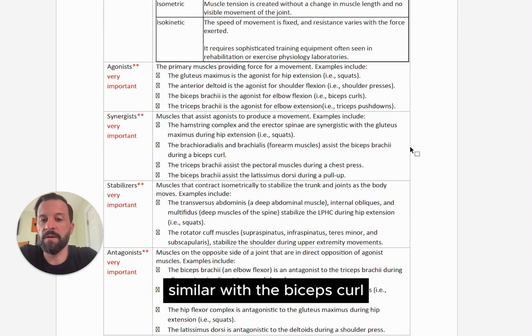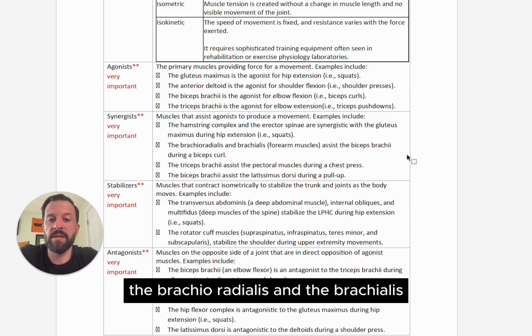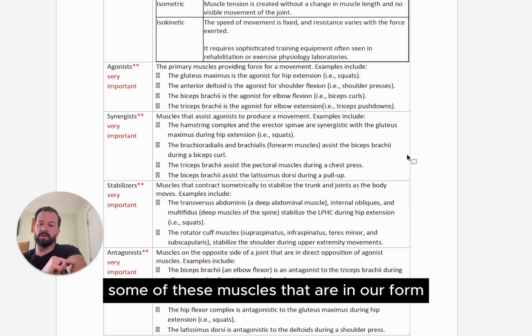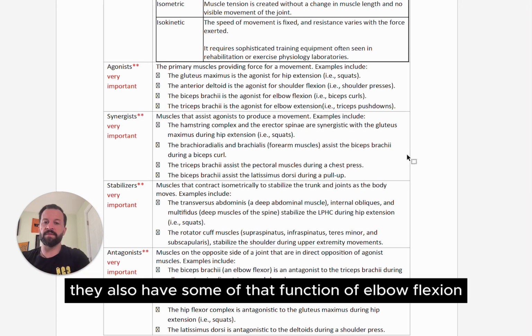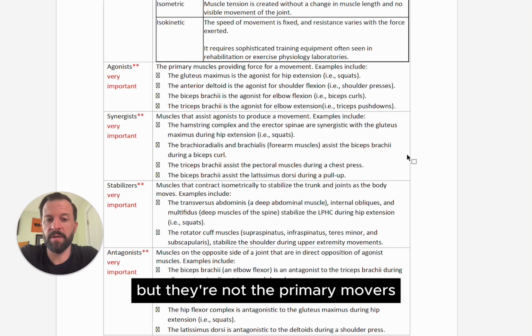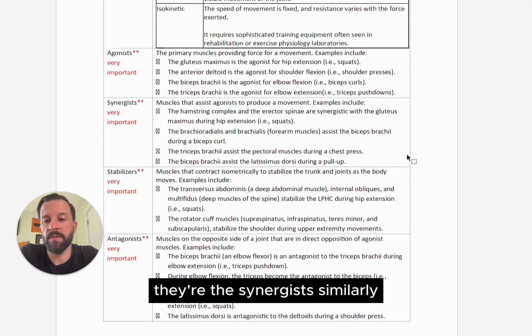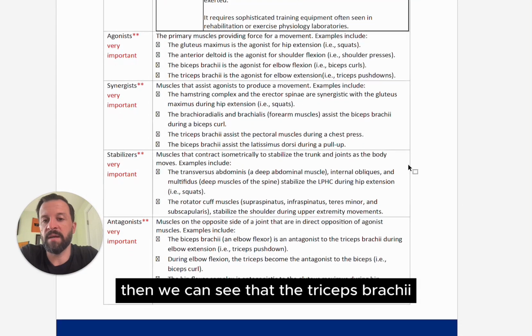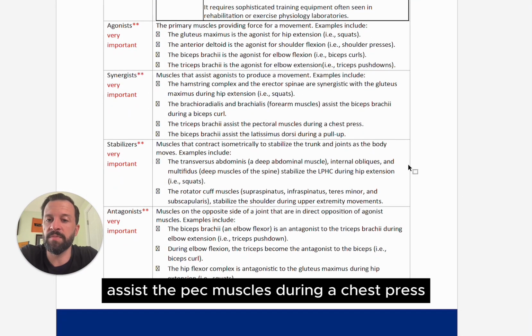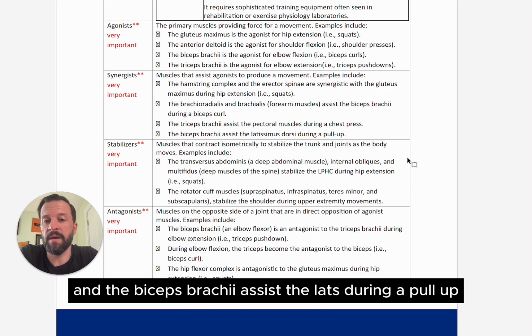Similar with the biceps curl, the brachioradialis and the brachialis, some of these muscles that are in our forearm, the crossover, they also have some of that function of elbow flexion, but they're not the primary movers, they're the synergists. Similarly, then we can see that the triceps brachii assists the pec muscles during a chest press, and the biceps brachii assist the lats during a pull-up.